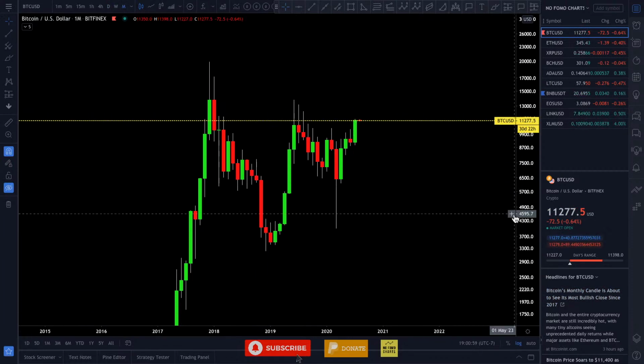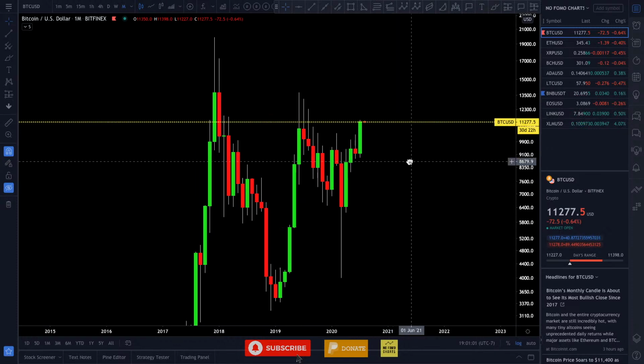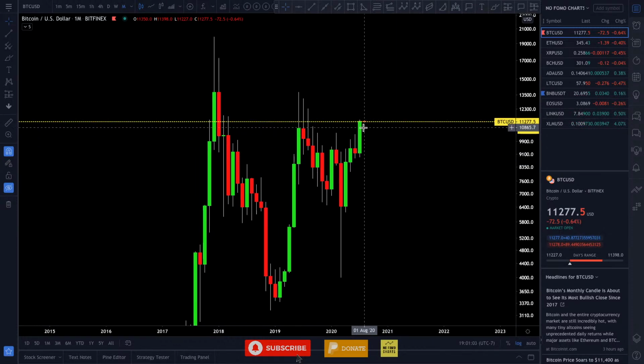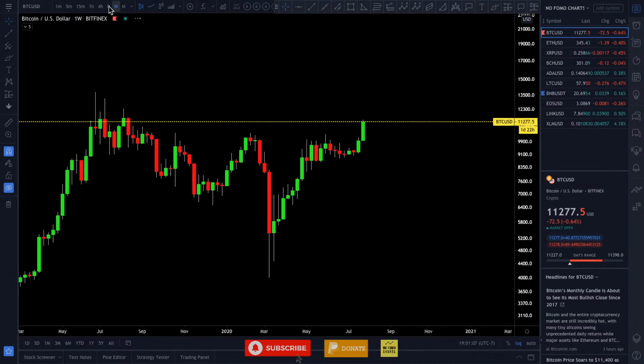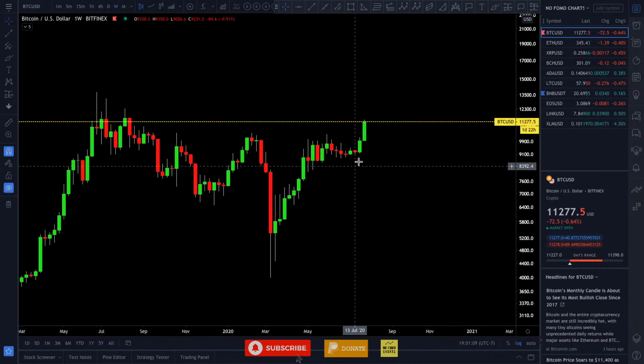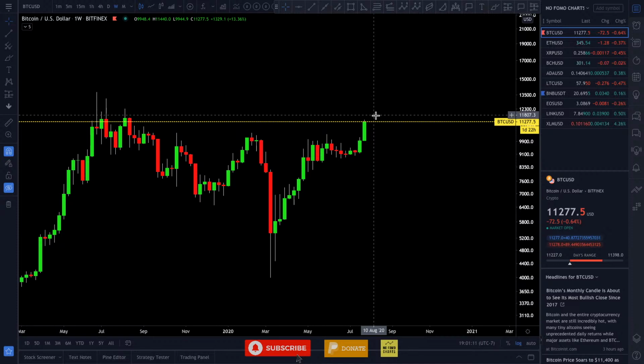A little bit of consolidation. Actually, well, so the monthly close, bam, bam, right? Weekly coming up to these resistance levels. It's got to break through 12,000, 13,000.